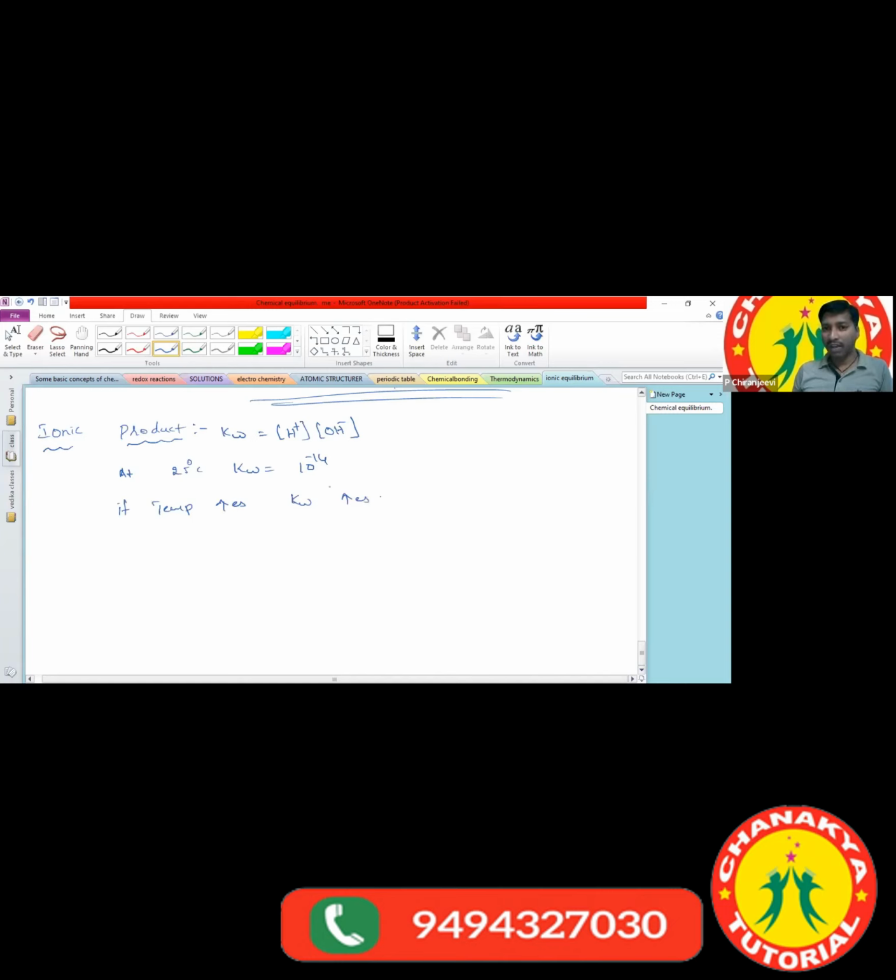Now you got the clarity. Based on this we can write one formula also. At 25 degrees centigrade, the molar concentration of the H plus ion is equal to the molar concentration of the OH minus ion, which is equal to 10 power minus 7. Based on this formula also, sometimes they ask questions, so you can check that out.